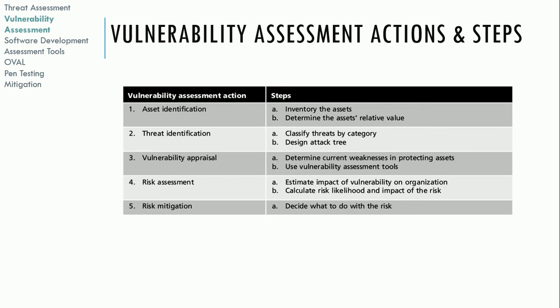So these are the steps that we've talked about: asset identification, threat identification, the vulnerability appraisal, a risk assessment, and then finally risk mitigation. And we've talked about many of these topics in more detail in other units and courses. Of course, IT Security 1 covered risk assessment in much more detail, as well as how to mitigate risks and some of the things that we can do about risk.